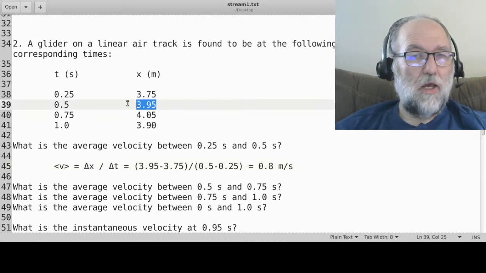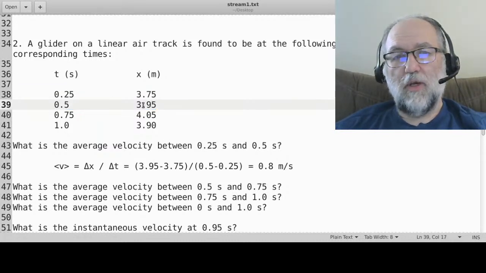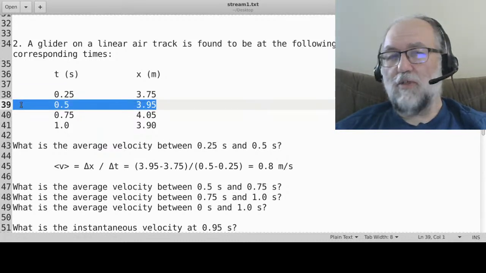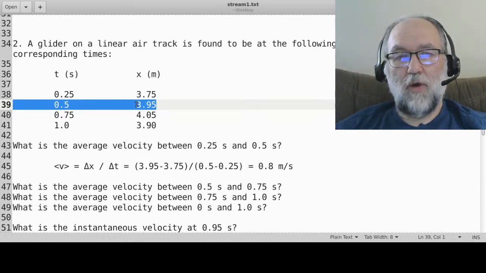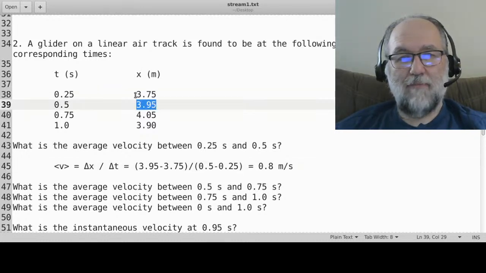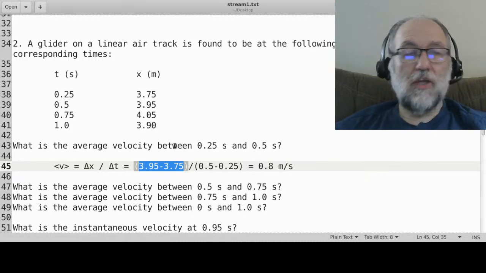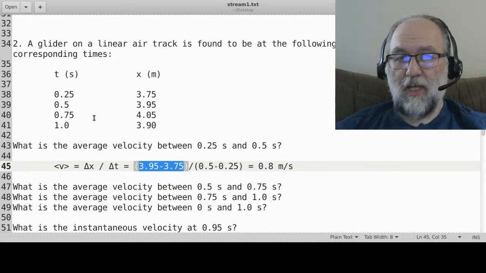So what's your change in x? Well, what I've got highlighted there is your beginning and end point. Here's the end point, and you always do the end point first. So you've got 3.95 minus 3.75. That's your delta x. There's your delta x.